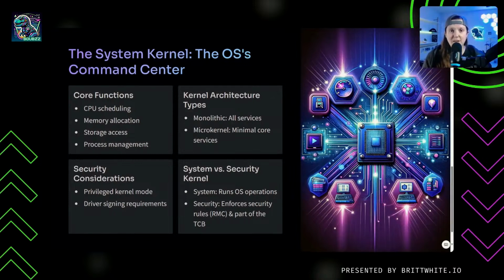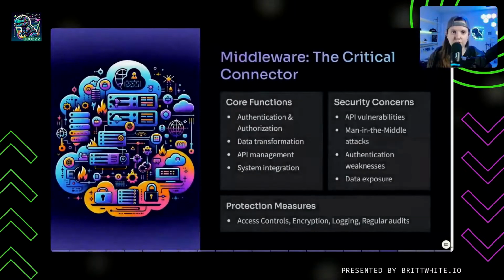Now let's move on to talk about middleware. This is the crucial software that connects different systems and applications. Think of middleware as a universal translator that helps modern and legacy systems communicate effectively. So what does middleware actually do for us?